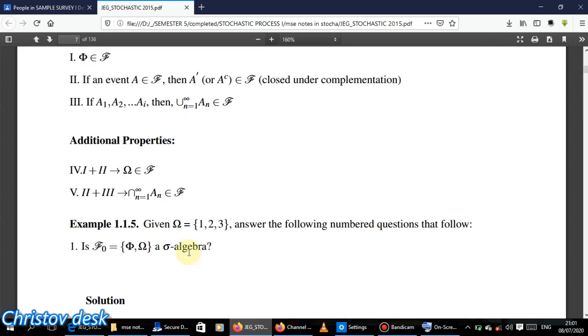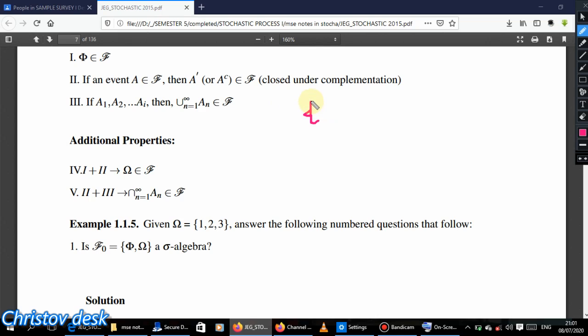So these are additional properties. The set itself must be in the sigma algebra, and if you have A1, A2 up to Ai, the intersection should also be in F. All we are saying is that now you have a set.